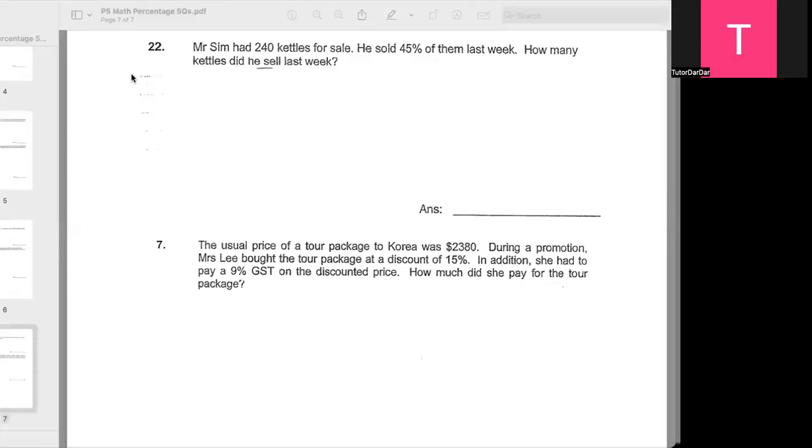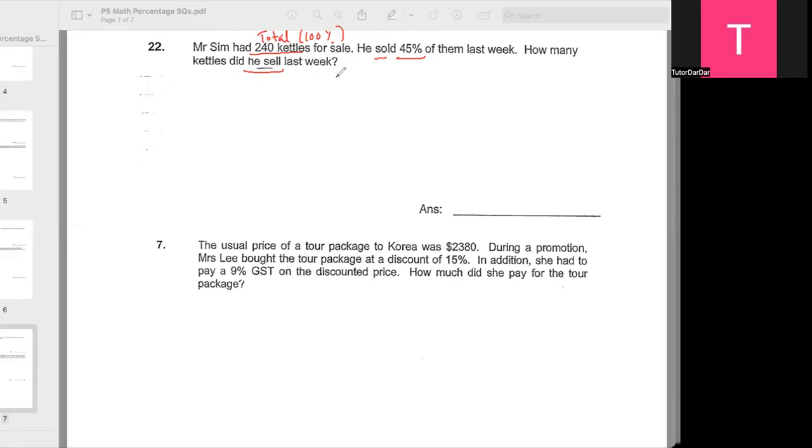Mr. Sim had 240 kettles for sale. He sold 45% of them last week. How many kettles did he sell last week? So this 240 is the total, which is 100%. He sold 45%, and they asked for how much he sold. How many kettles did he sell?